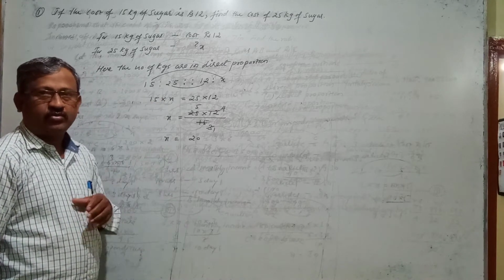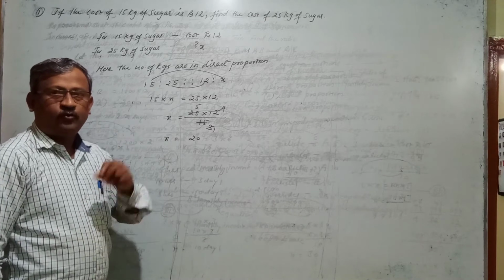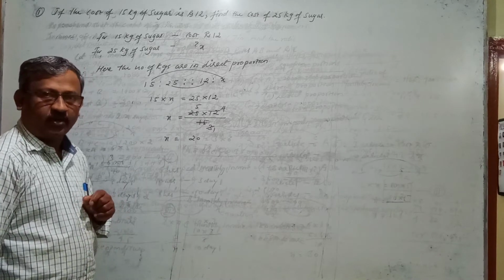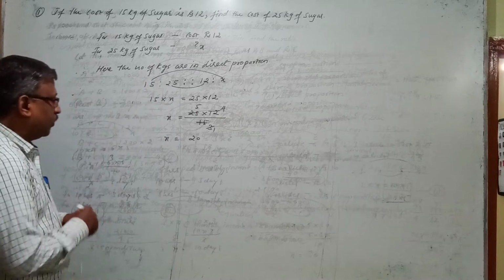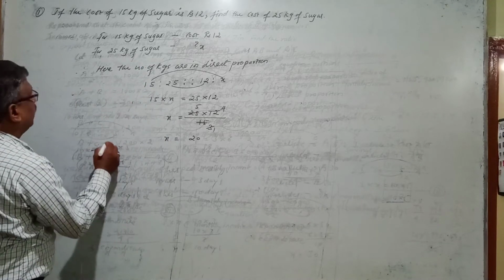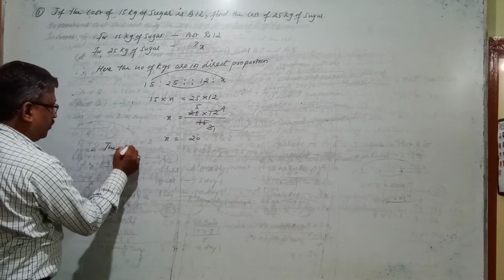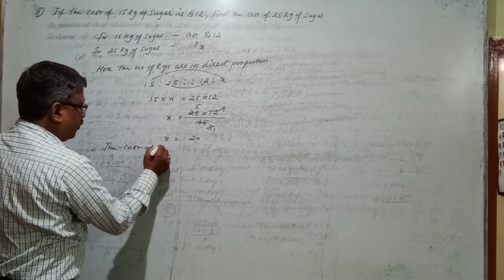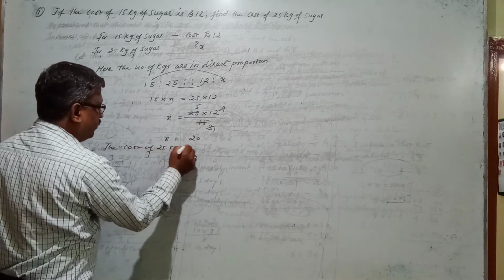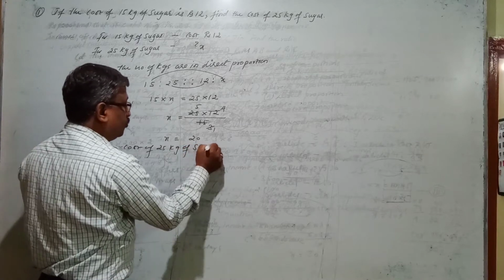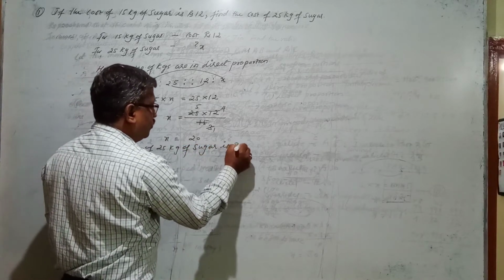Sums like this are also asked in the exam for 2 marks in section A. So I hope it is clear to you all. So below that, here you have to write: Therefore the cost of 25 kg of sugar is rupees 20.